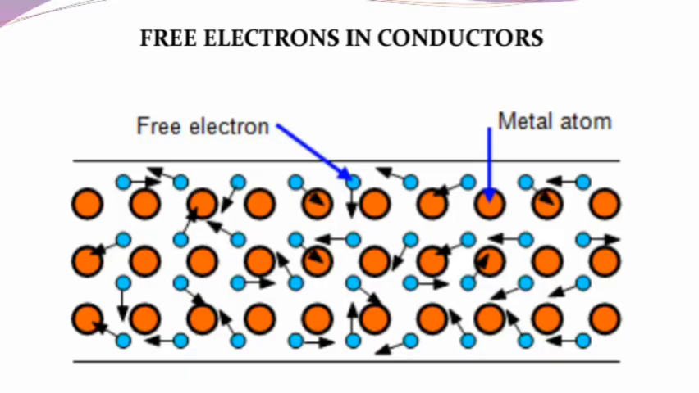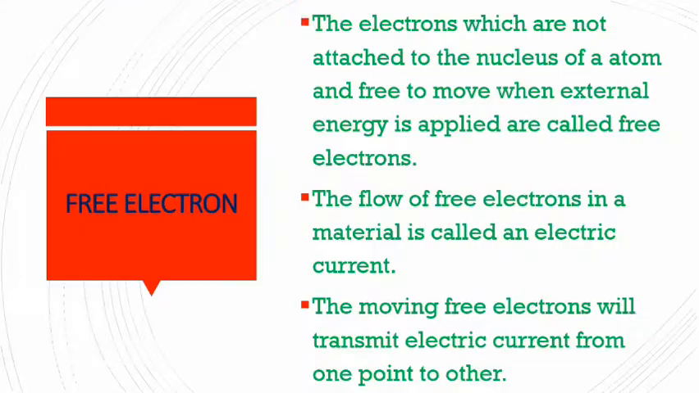Atoms in metals have one or more electrons which are loosely bound to the nucleus. These electrons are called free electrons, and free electrons mean random motion. The electrons which are not attached to the nucleus of atoms and are free to move when external energy is applied are called free electrons. Here external energy means electric field, magnetic field and potential. The moving free electrons will transmit electric current from one point to another.